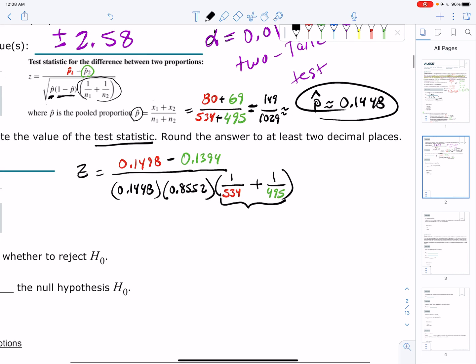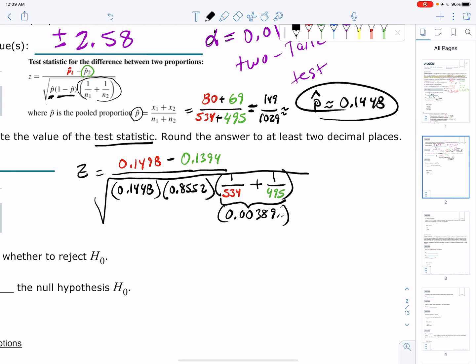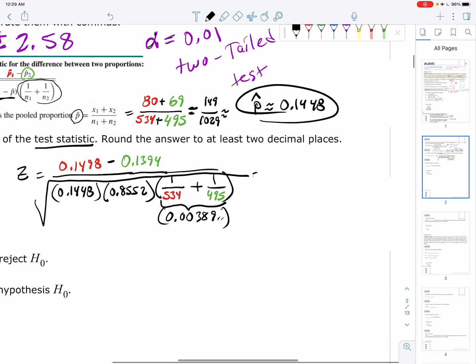And when you add those two up, you get this decimal, which you're going to have to round, 0.00389, and it keeps on going. Now that gets multiplied by those three items, and don't forget, this is easy to forget, by the way, all that must be square rooted. Okay, let's see what we have.